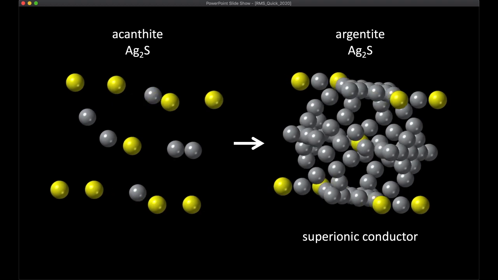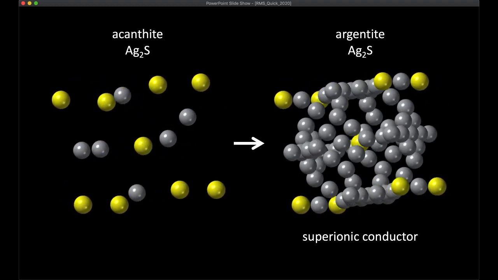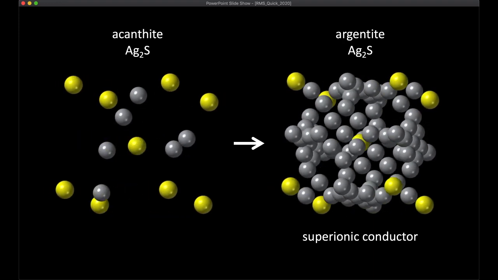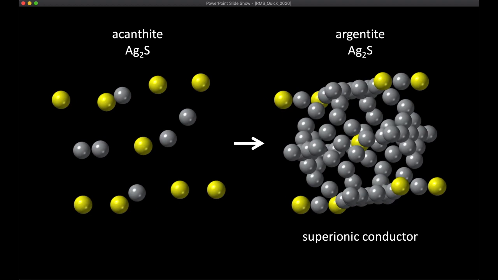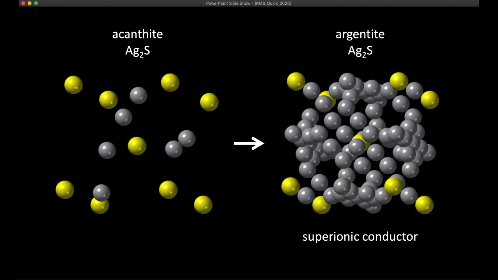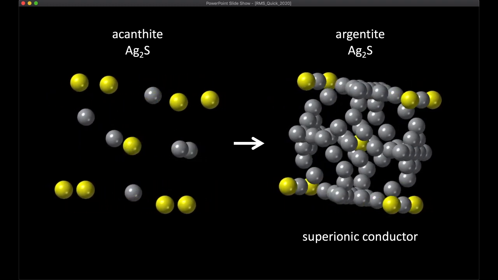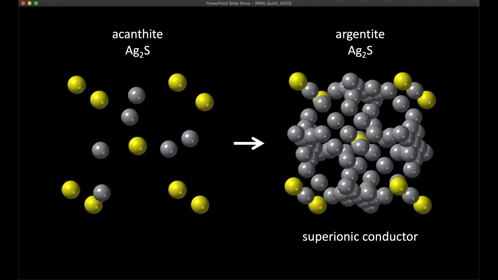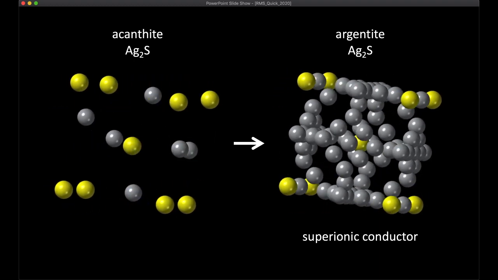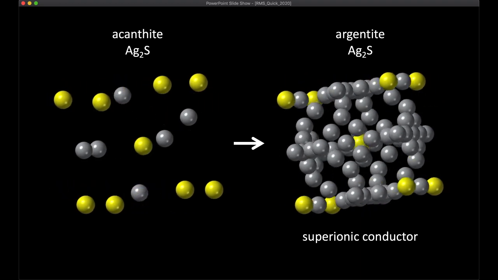It turns out that while acanthite is an insulator, its high-temperature polymorph argentite is a superionic conductor. Actually, it has the highest ionic conductivity of any known material, natural or synthetic. Shown here are selected portions of the acanthite and argentite structures, respectively, where yellow atoms are sulfur and gray atoms are silver. Argentite possesses a high degree of dynamic disorder, which can only be approximated by using a large number of partially occupied silver sites, as shown here.